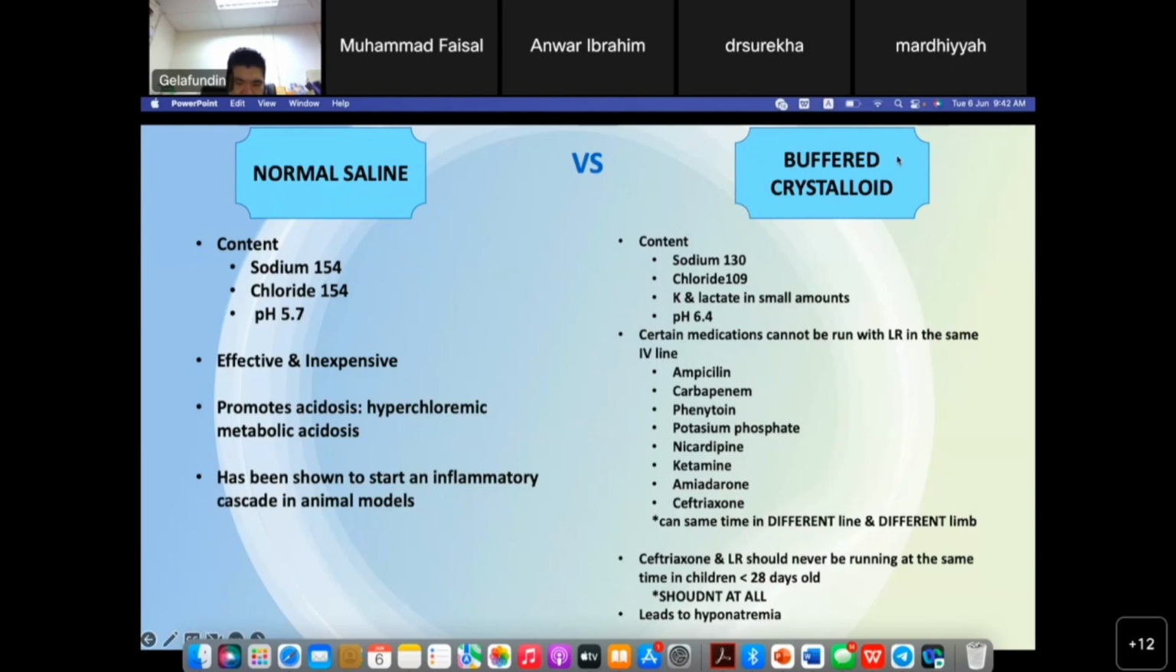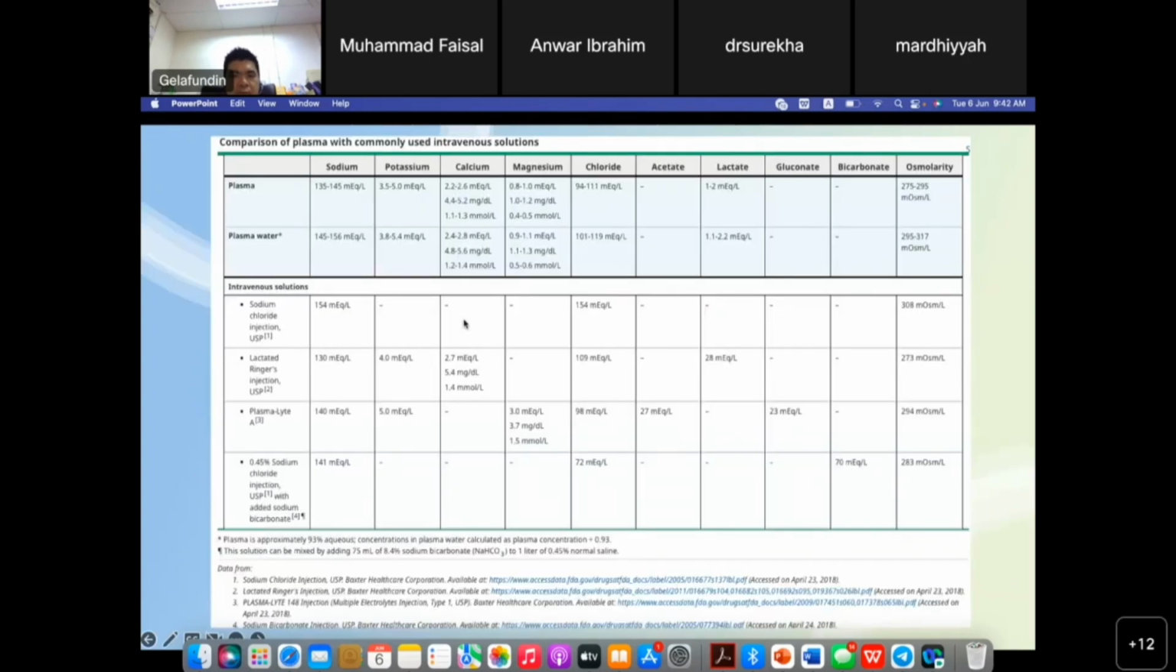However, for Hartmann's or buffered crystalloid, there are many other constituents besides sodium and chloride, and the content of sodium and chloride is less than in normal saline, and the pH is less acidic. If you see from here, the balanced solution's osmolarity is more or less about the same as the plasma. So that's why we call it a balanced solution, compared to normal saline which has higher osmolarity.